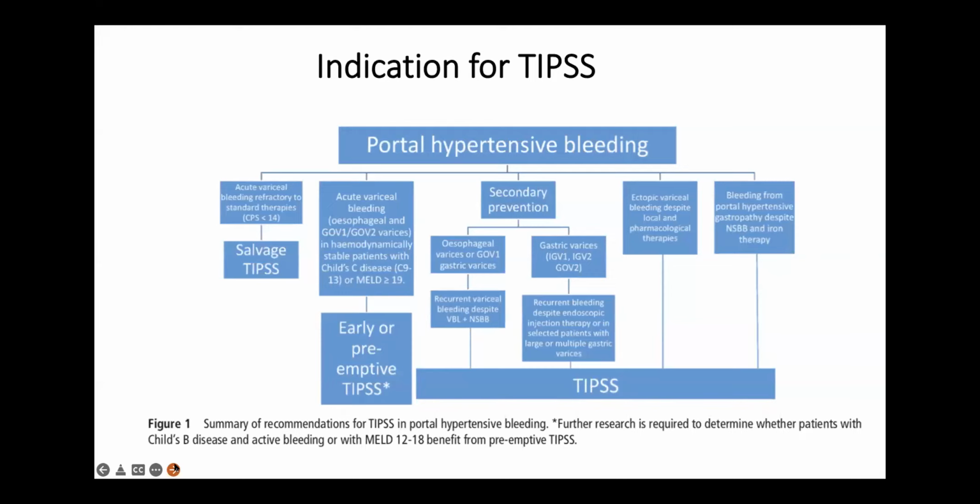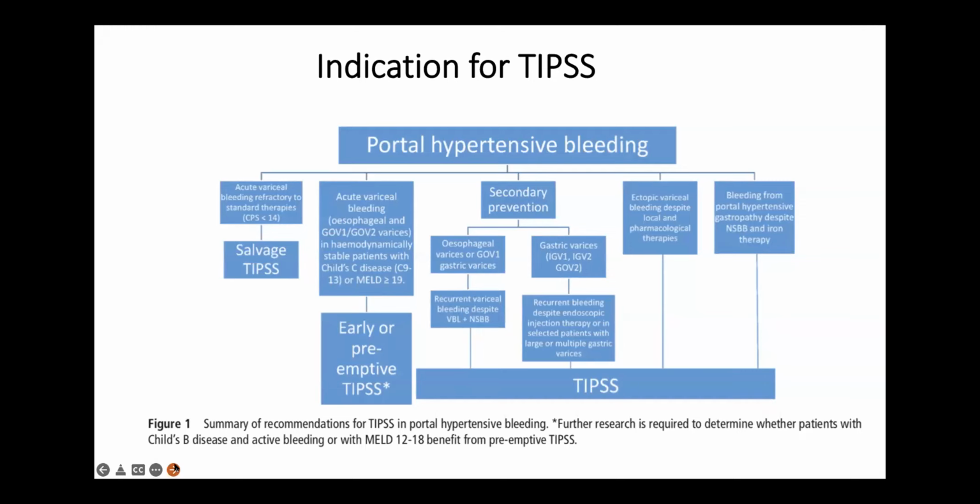For acute variceal bleeds in a hemodynamically stable patient, there's this new, well, maybe not so new, debate about early and preemptive TIPS, with early being in the first 72 hours of a patient bleeding. In a patient that's, like I said, stable, but then they have to have a Child-Pugh C or a MELD above 19. This is something that I'll elaborate on in the next slide, but it's something that's being debated.